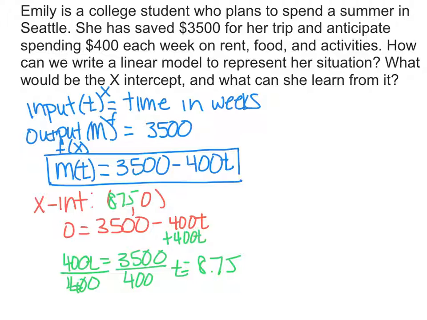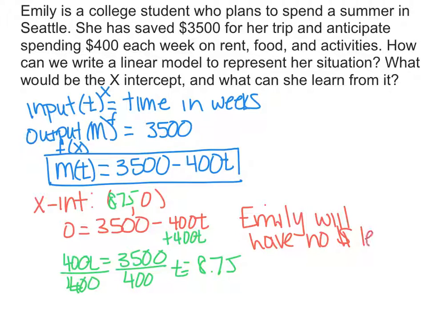Well, what does that represent? That means that Emily will have no money left after 8 3/4 weeks. So if Emily wants to stay on this trip as long as she possibly can, she can stay for 8 3/4 weeks before she runs out of money.